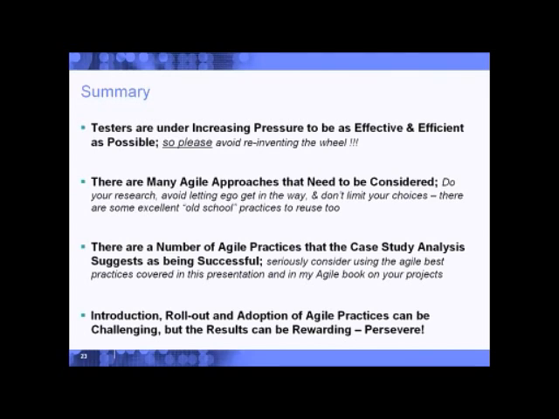Finally, in summary, it's absolute truism that testers are under increasing pressure to be as effective and efficient as possible. So the very last thing I would suggest that we can afford to do is continue to reinvent the wheel. What we need to do is have a look at what's out there and look at what works pragmatically and practically at the moment. So there are lots of agile approaches that we could look at. Do some research. Watch out for ego wars. Don't necessarily limit your choices.